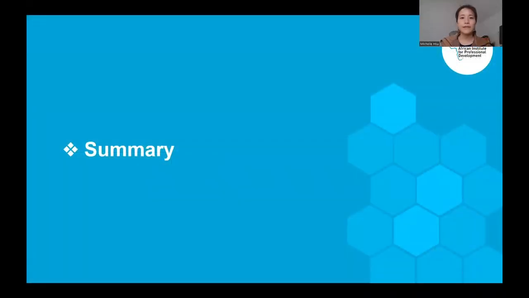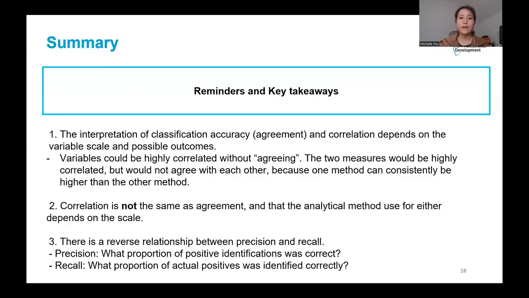Great. So to summarize today's lecture, we have 3 reminders and key takeaways. Number 1 is that the interpretation of classification accuracy, agreement, and correlation depends on the variable scale and possible outcomes. And variables could be highly correlated without agreeing. The 2 measures would be highly correlated but would not agree with each other because one method can be consistently higher than the other method.